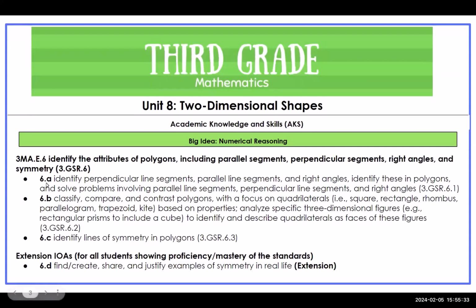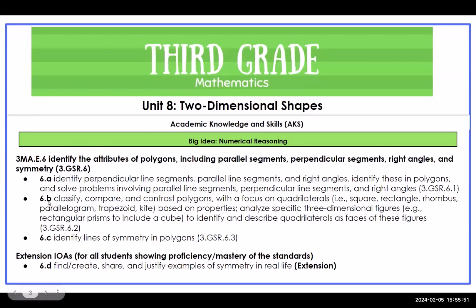IOA 6A is where students learn how to identify perpendicular line segments, parallel line segments, and right angles. They identify these in polygons and solve problems using these geometric terms as well.